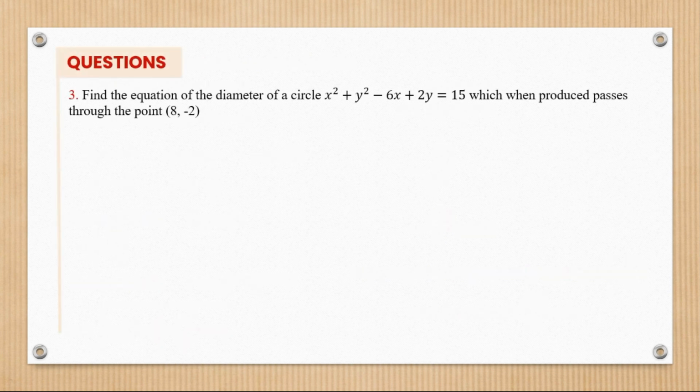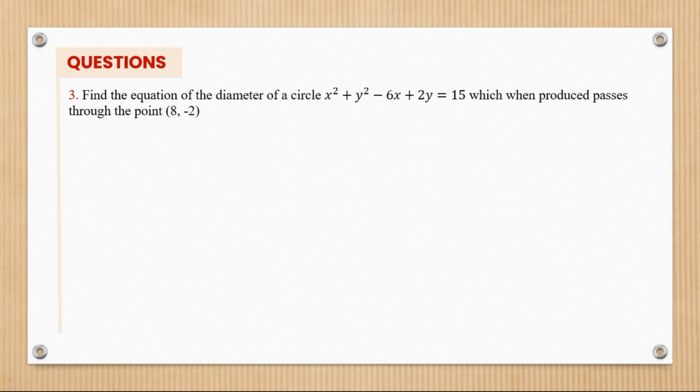Question 3. Find the equation of the diameter of a circle x squared plus y squared minus 6x plus 2y is equal to 15, which when produced passes through the point (8, -2). So in this case, we've already been given the equation of the circle in Cartesian form, and we've been told the point that it passes through.